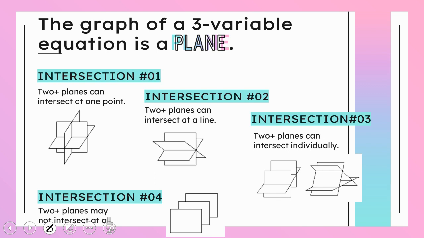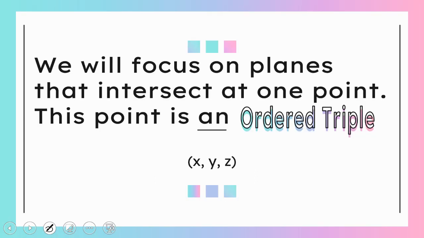Planes can intersect in different ways. First off, they can intersect at one point. That is most of what, in fact, pretty much all of what we're going to be doing with our three variable systems is finding the ones that intersect at one point. They can intersect at a line. They can intersect each one separately, or they can intersect not at all. So again, there's several different ways that planes can intersect. We are going to focus mostly on number one here, where they intersect at one point. Like I said, that's what we're going to focus on.